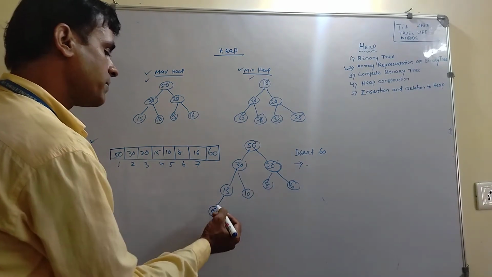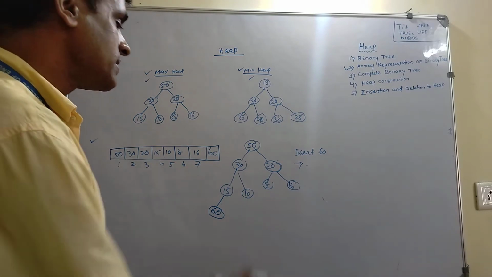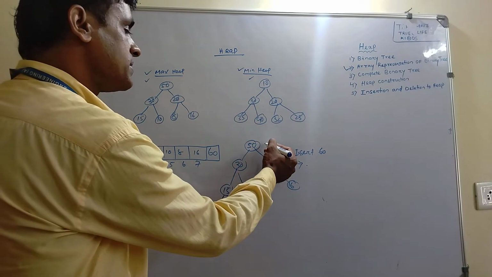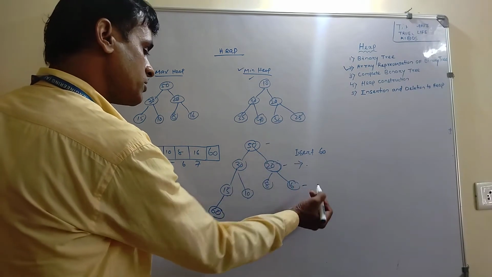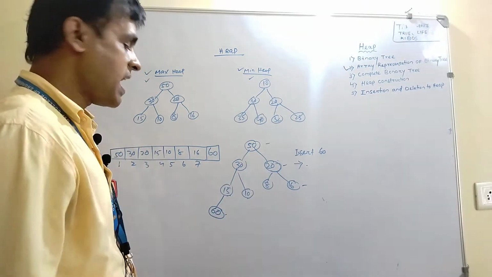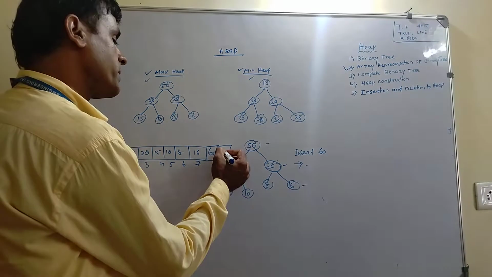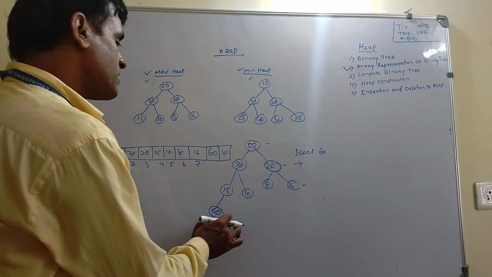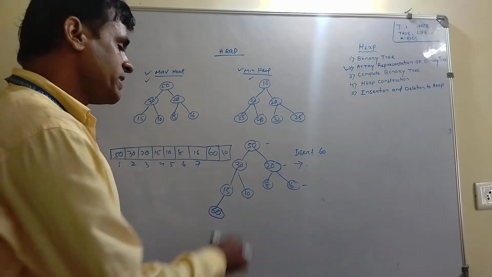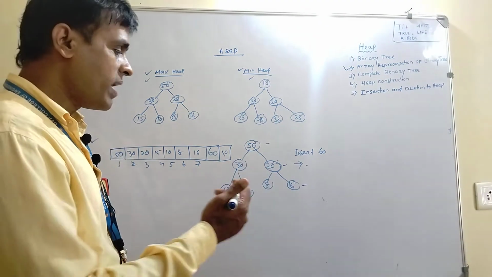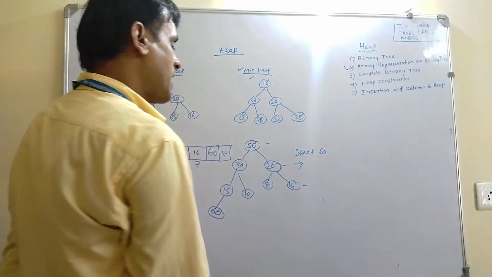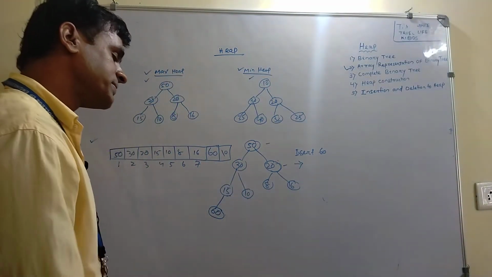Now, after inserting here, does it violate the complete binary tree property? No. Why? Because this level is filled, this level is filled, this level is also filled. After that this next level starts, and any null values come after this. But now it violates the max heap property. If it is violating the max heap property, what should you do? You have to adjust it. How will you adjust it?